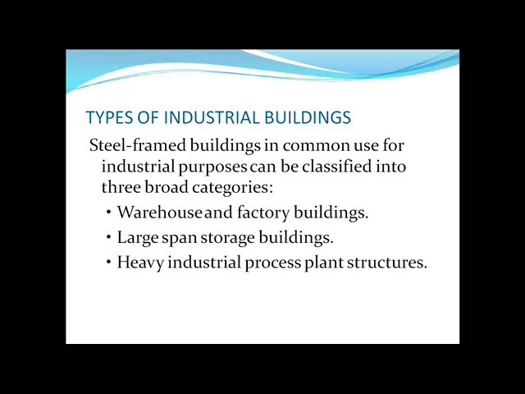Coming to the types of industrial buildings, steel frame buildings are commonly classified based on their usage, and these are classified into three broad categories: warehouse and factory buildings, large span storage buildings, and heavy industrial process plant structures. Warehouse and factory buildings are used for small scale, and the storage buildings are for medium scale.